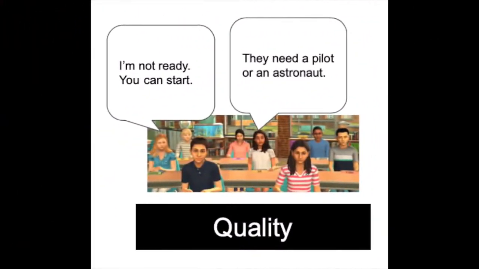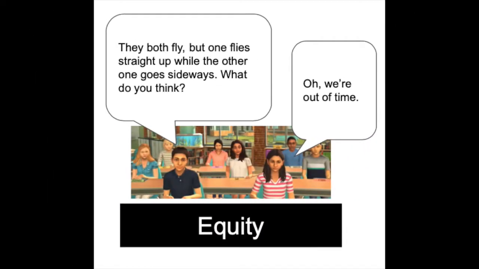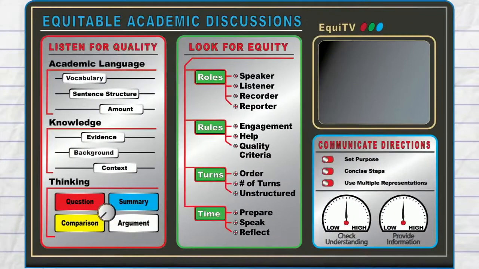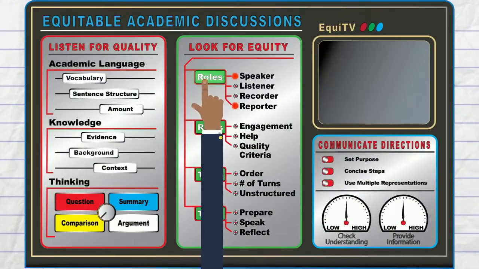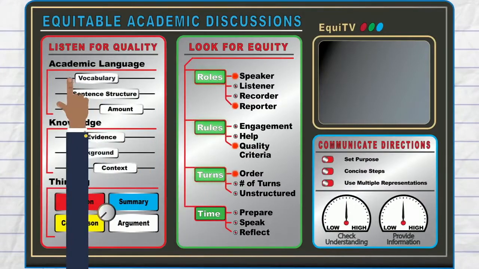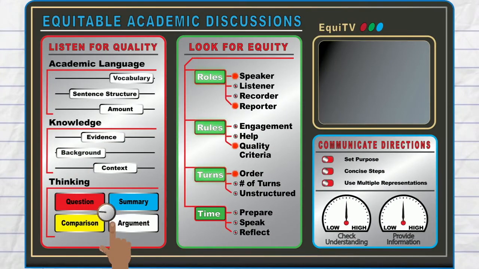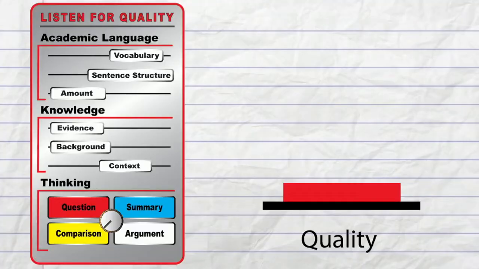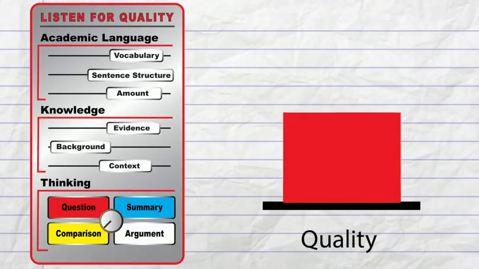Today, we're working on listening to student discussions and then adjusting our directions to increase the quality of student responses and equity in engagement. We will use this graphic of a sound mixer to identify specific levers that teachers adjust when giving directions. Let's first focus on quality student responses. That includes academic language, knowledge, and thinking. Join me as I launch a peer discussion in our virtual classroom.